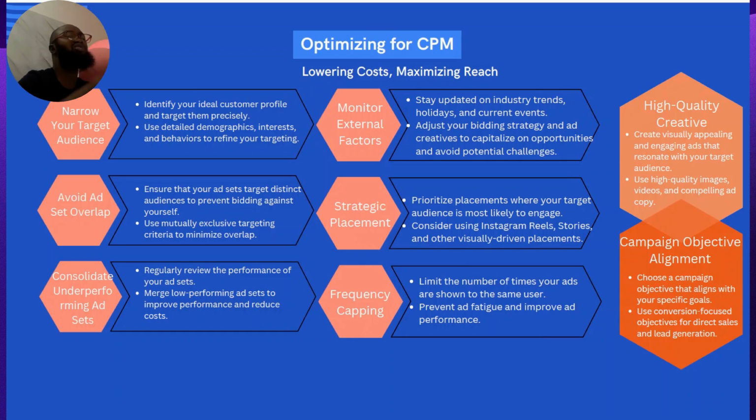The sixth point I want you to focus on is to make sure that the quality of your creative is top notch. If you have a very high quality creative that is very appealing and engaging, then you are going to resonate with your target audience more. So you need to use high quality images and videos and compelling copy.